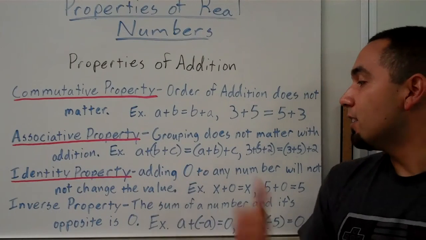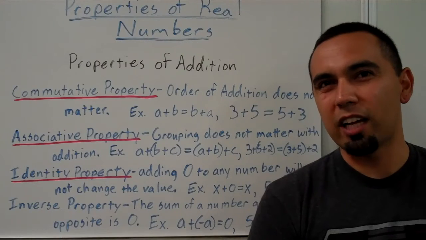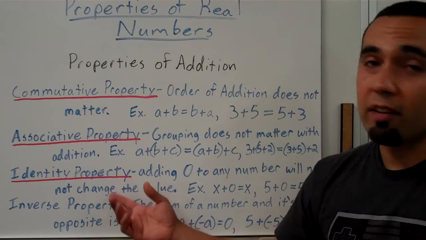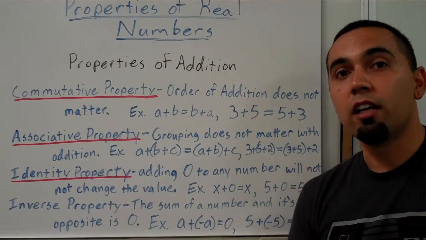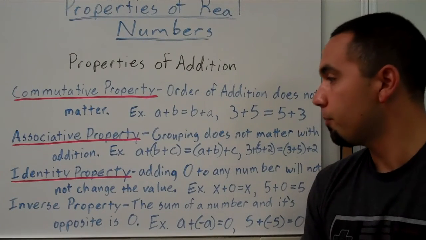So when you're adding 0 to any number, it will not change the value, okay? And that seems kind of silly that we need to define that. But in math, we have to define just about everything that we can, okay? So we call that the identity property. And all it means is if you add 0, you get the same thing you started with, okay?